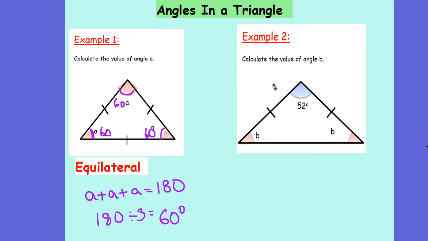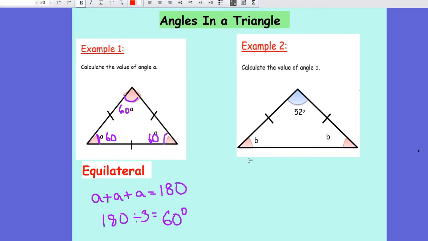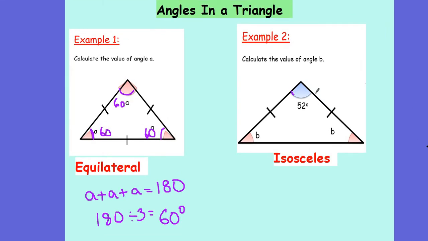Okay, Rowan, what type of triangle have I got in example 2, please? Great, it's an isosceles triangle, thank you, Rowan. Now this time I've been given this angle at the top, that's 52, and been asked to find these other 2 angles. Now we know in an isosceles triangle the other 2 angles are the same. So I know that 180, take away 52, take away 2 lots of whatever the final angle is to find out what B is.